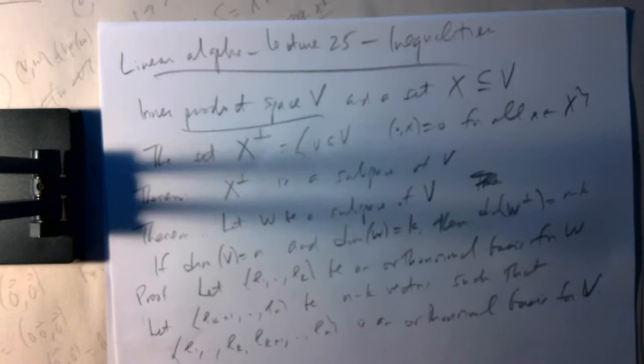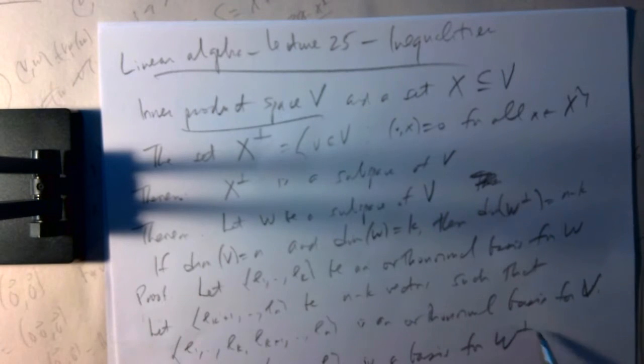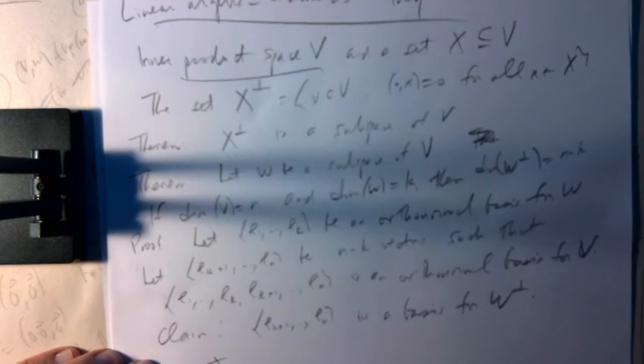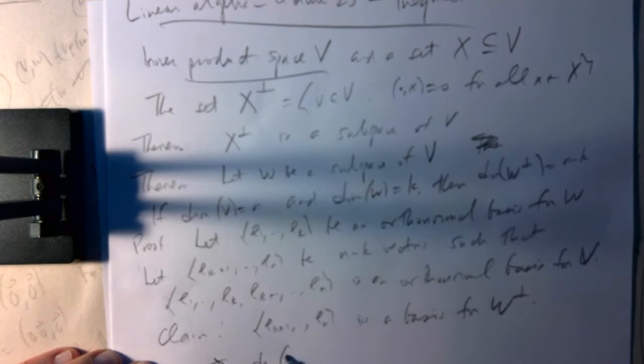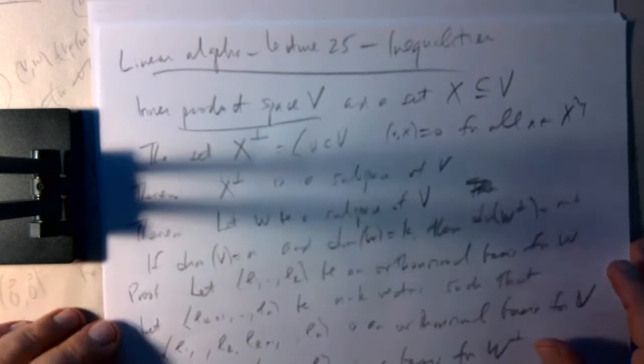I claim that these n minus k vectors are a basis for W perp. And if that's the case, that certainly implies that the dimension of W perp is n minus k. And how do we prove this?